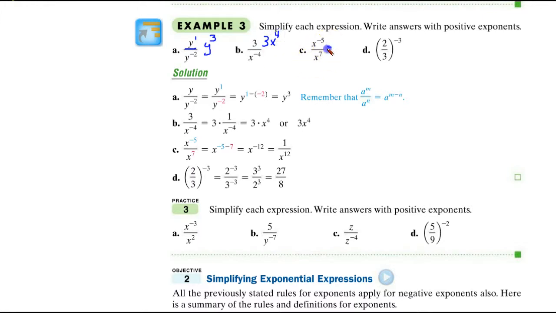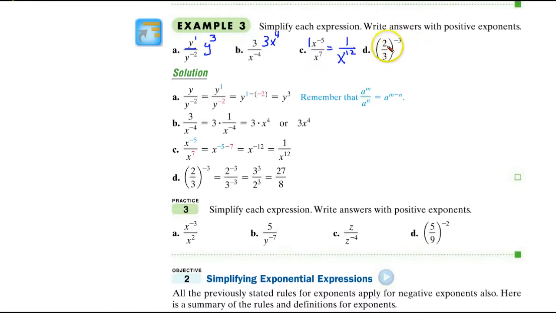Now, since we want positive exponents, this is negative up there. We have to bring it down. So we're going to add 5 to the 7, so x to the 12th.